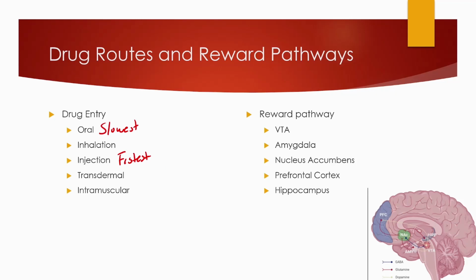The reward pathway, this is high yield, so pay attention. Note that the ventral tegmental area, or the VTA, creates dopamine and sends it to the amygdala, nucleus accumbens, prefrontal cortex, and hippocampus. These are the areas of the brain that control your emotion, motor function, attention, and memory, respectively.